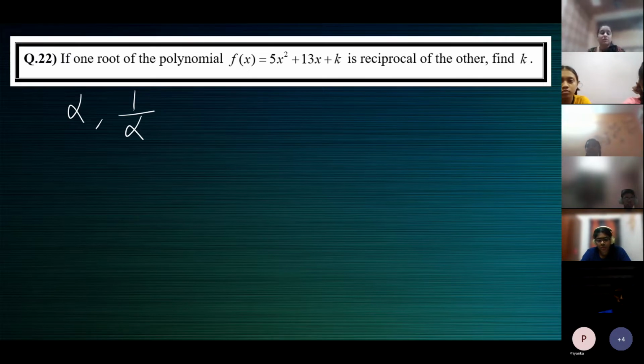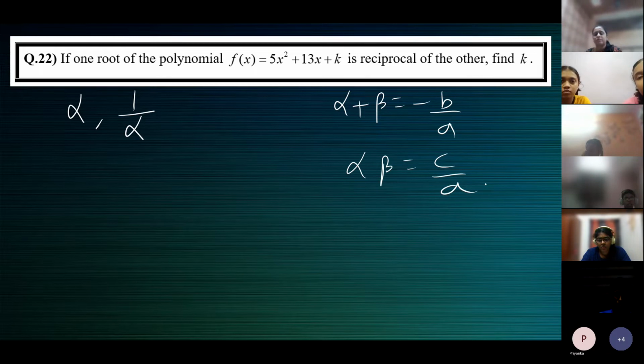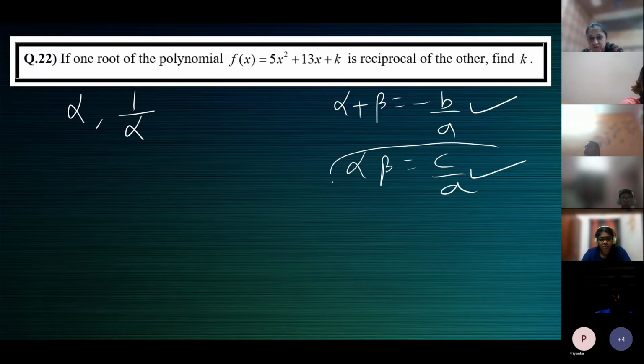So whenever you have the reciprocal, now when it is a quadratic polynomial, what are the two conditions? You know, the sum of the zeros is equal to minus b by a, and the product of the zeros is equal to c by a. This is about a quadratic polynomial. Now we are going to use this condition: product of the zeros is equal to c by a.